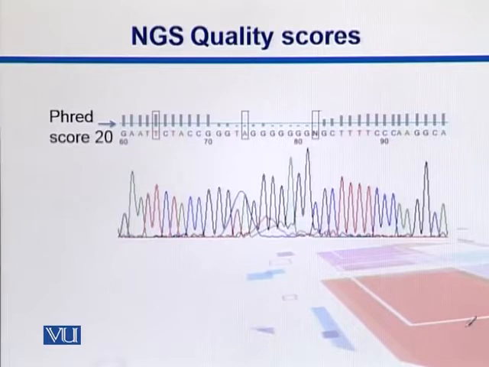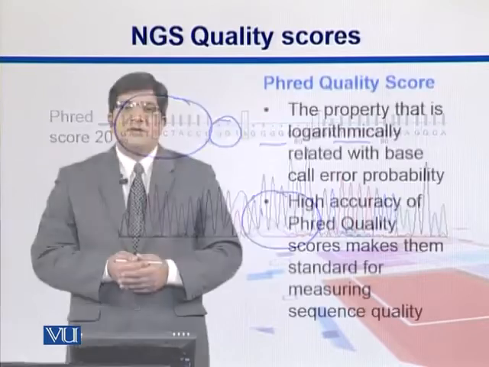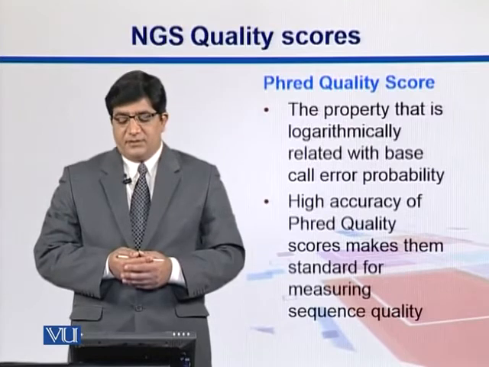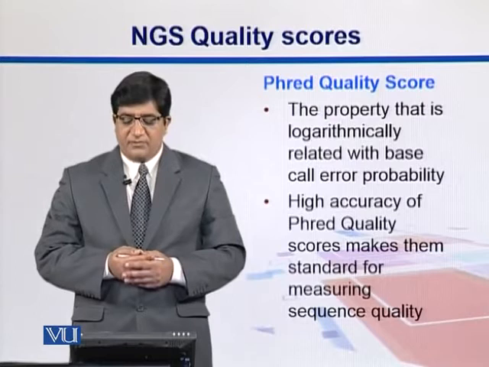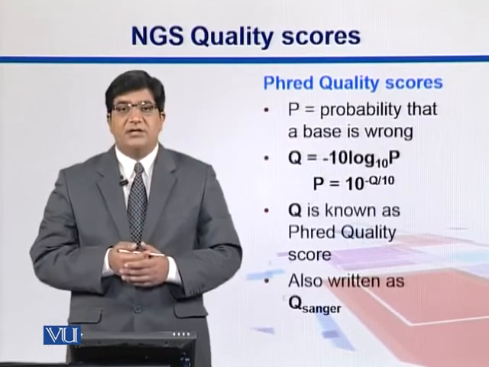So for instance, the middle line is the score of 20. These bases have really good scores over here. These regions are poor, so their scores are low. In this way, we can look into these corresponding peaks and convert them into quality scores. The Phred quality score is a property that is logarithmically related to the base error probabilities. The high accuracy of Phred quality scores makes them the standard for sequencing quality, so they are used a lot.